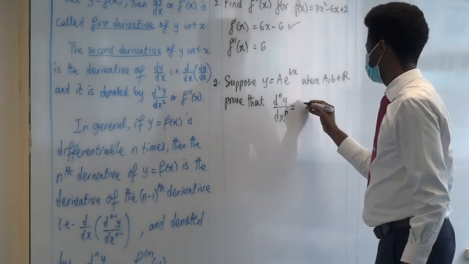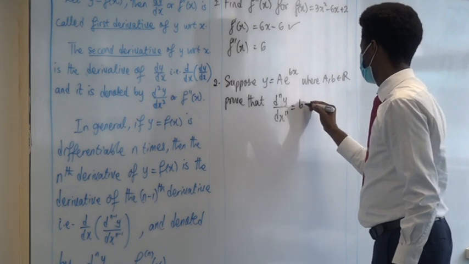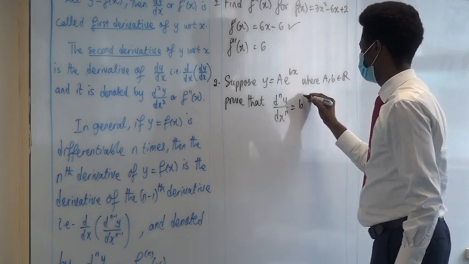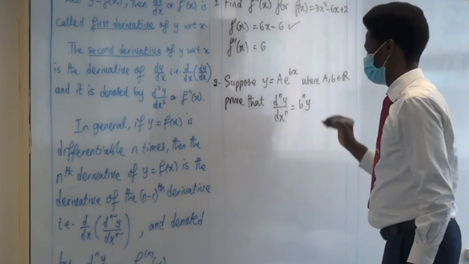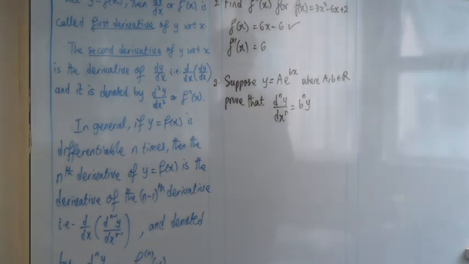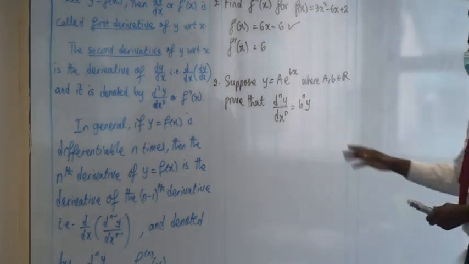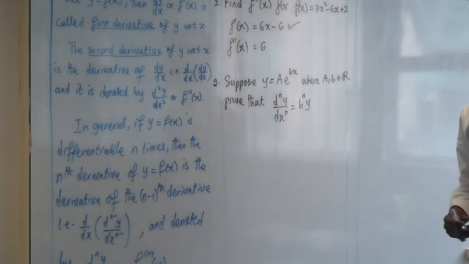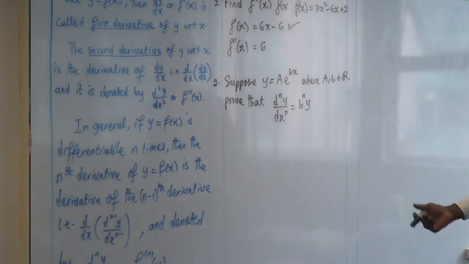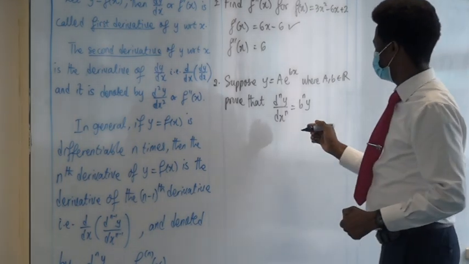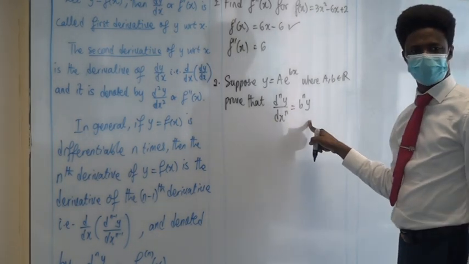Equals b to the power of n times y, like this. Yeah. Okay. This is proof by induction. I just gave that by induction part. Usually proofs like this are by induction. So, you want to prove that the nth derivative will always be this.